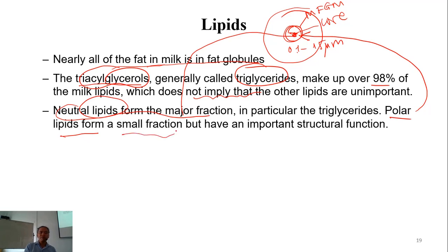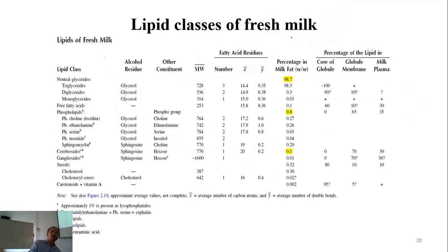Polar lipids form a small fraction, but they have important structural function. They are the main structure of the cell membrane of our cells, also the membrane of MFGM, exactly. Okay, so we look at lipid classes of fresh milk.